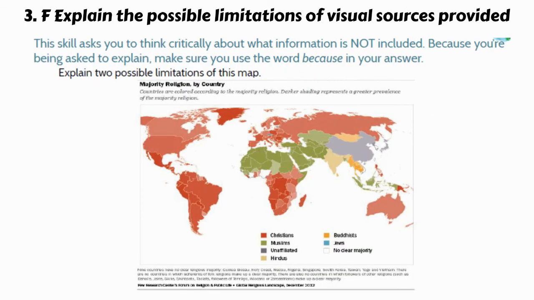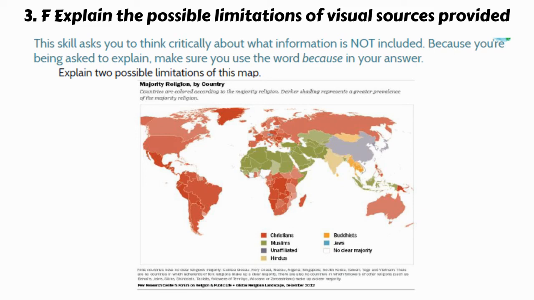And then for another map, some limitations of visual sources. This one should be pretty simple. Here are two possible limitations. I'll give you one and then I'll let you think about the other. One thing it doesn't tell you is the scale. Yes, we're a Christian country, okay, but how much? What branch? It doesn't give you a ton of information. Are you Protestant? Are we Catholic? It just lumps all of Christianity together.